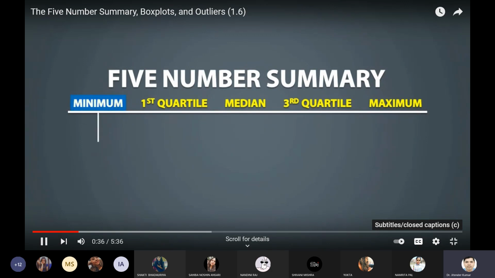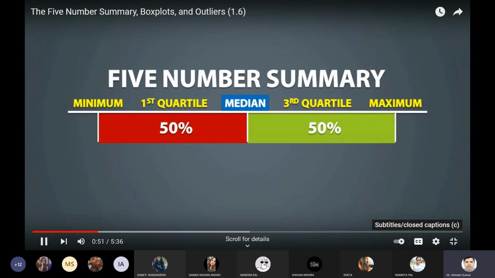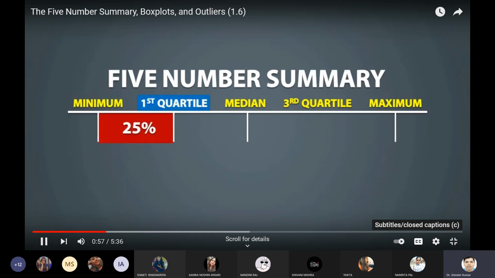The minimum is the smallest value in a dataset, and the maximum is the largest value in a dataset. The median is the middle data value. It is a point at which 50% of the data values are below the median, and 50% of the data values are larger than the median. Now, the median of the bottom half is called the first quartile. It is a position where 25% of the data values are below it, and 75% of the data values are larger than it. The first quartile is essentially the median of the median.